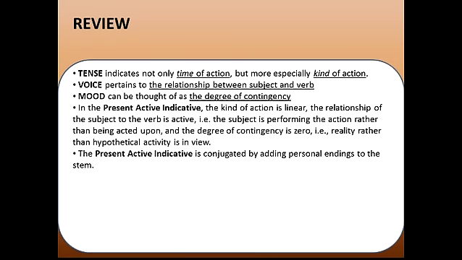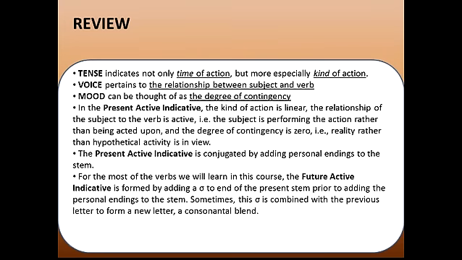The present active indicative is conjugated by adding personal endings to the stem. For most of the verbs we will learn in this course, the future active indicative is formed by adding a sigma to the present stem prior to adding the personal endings to the stem. Sometimes this sigma is combined with the previous letter to form a new letter, a consonantal blend.